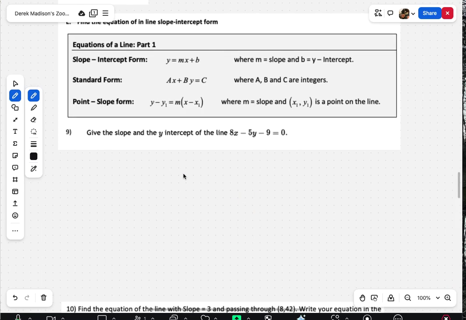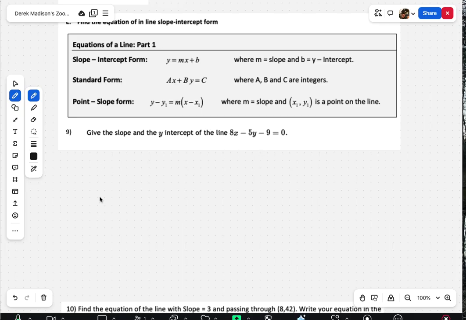For this first example, give the slope and the y-intercept of the line. Right now it's pretty close to standard form. Like I said, if I bring over the 9, it's standard form. But from standard form, that doesn't give me either the slope or the y-intercept. So if I could get y by itself and simplify the right-hand side, then I could read the slope and the intercept right off, which is exactly what we're going to do.